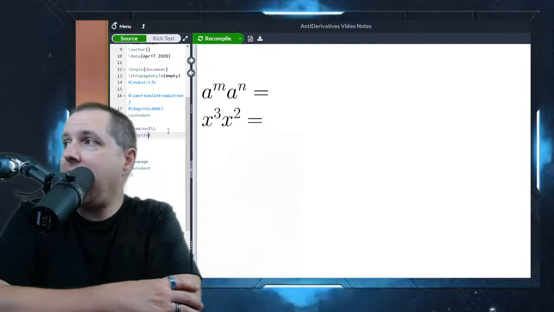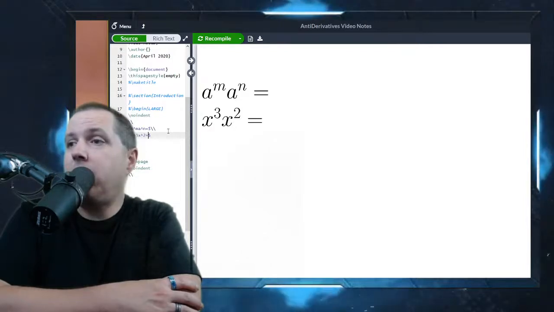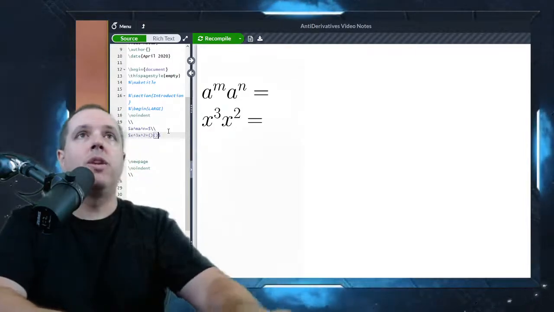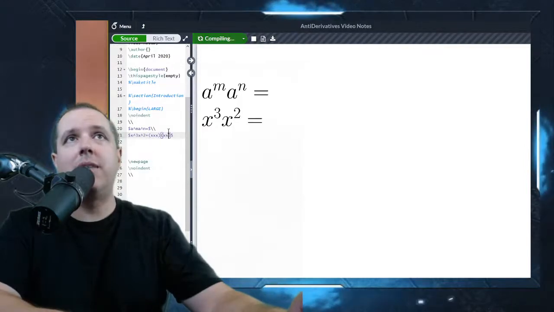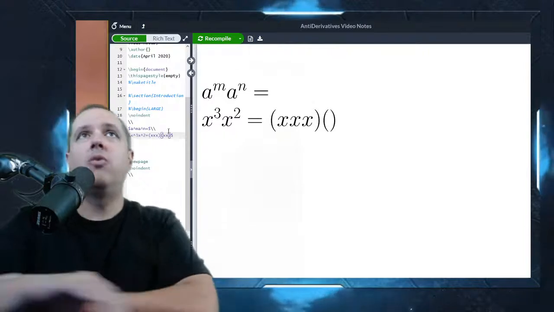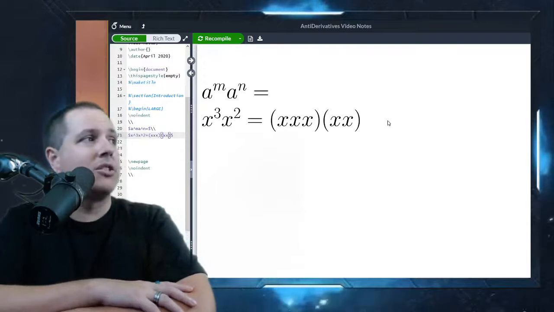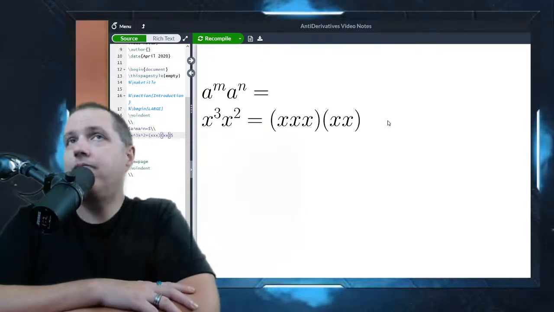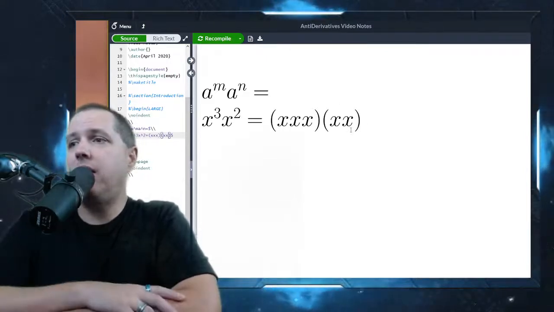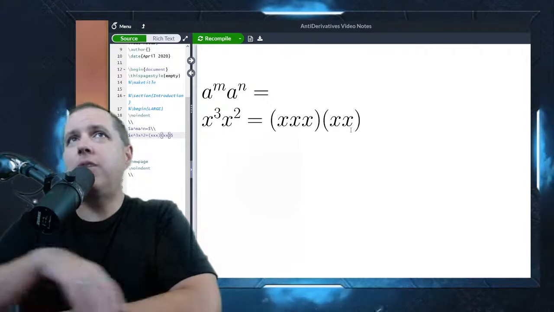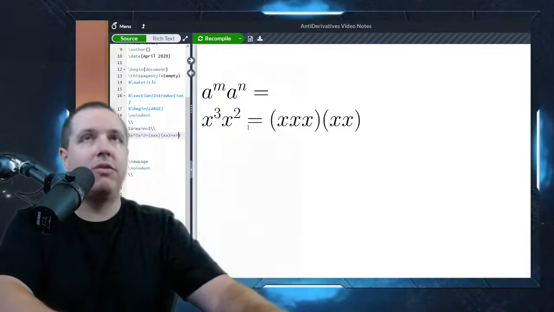Well, just break it down in terms of what an exponent means. What is x cubed? That's x times x times x. And what is x squared? That's x times x. So really, one way of considering x cubed times x squared is just this expanded form. So I have 3 x's being multiplied and then 2 x's being multiplied. How many x's do I have being multiplied here? Well, that should really just be the definition of x to the 5th.